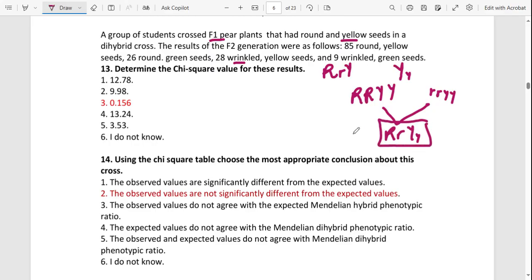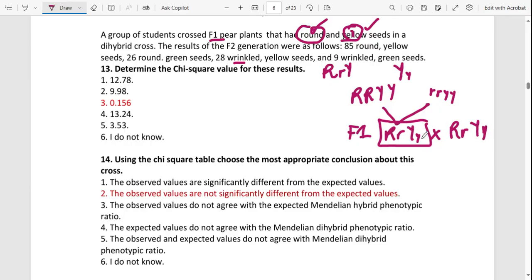Because we've been told that the F1 was round and yellow, the only thing is that in a Mendelian cross, the offspring that are born in the F1 generation show dominant traits. So meaning that round R is dominant over wrinkled, and then for the color, yellow is dominant over green. Now to get a second generation, you're supposed to cross this with itself.